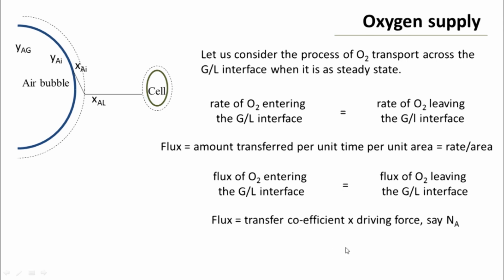Flux can be seen as a transfer coefficient times driving force. This is a standard way of looking at flux. It is seen as a product of a transfer coefficient times a driving force. Driving force is the one that is necessary for the flux to occur. And let us say we call the flux as Na in this case. We will develop it as A and then apply it to oxygen. This is generic species A.